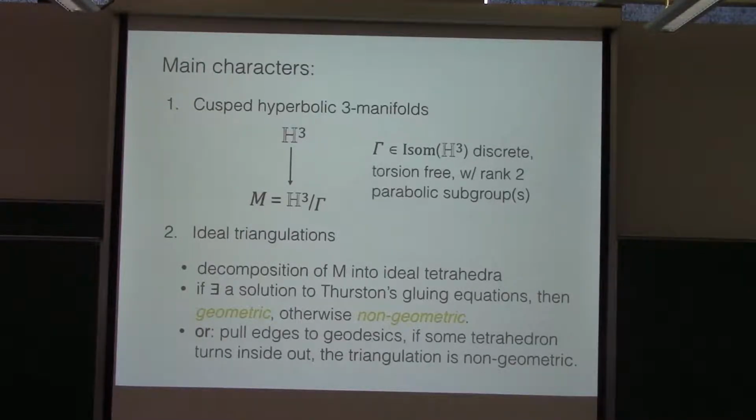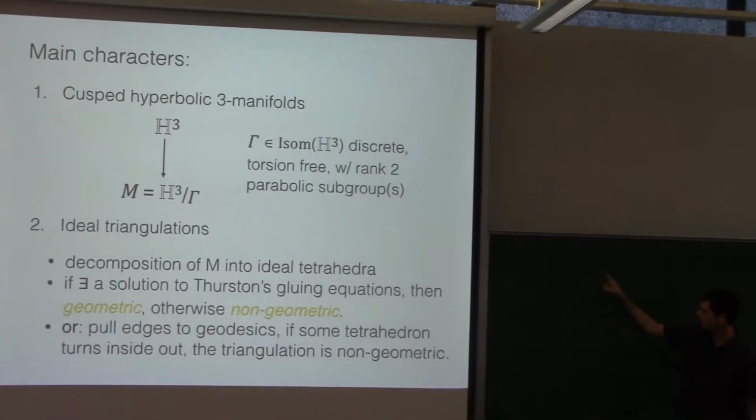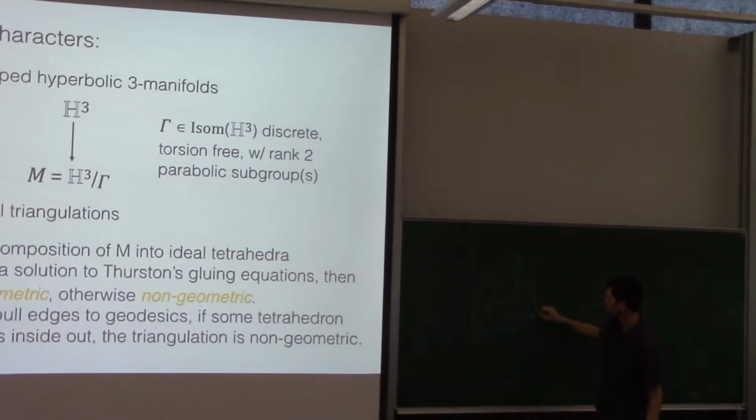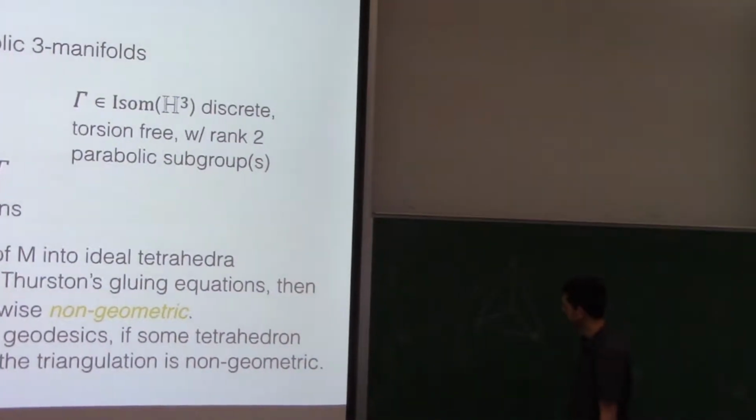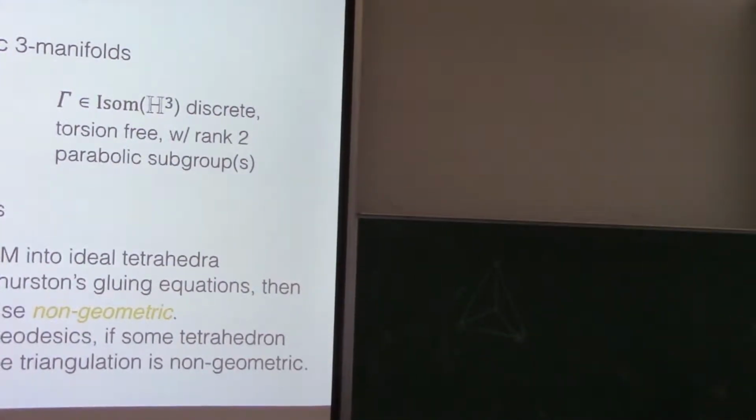But if this doesn't happen, then we call our triangulation non-geometric. Another way to think of this is if I have a topological triangulation, I can just try to pull the edges of my triangulation tight to geodesics. And if I'm lucky, everything will work out. But what might happen is, say for example, I have something that looks like that. Maybe here are the vertices, and maybe these edges are already pulled tight, and now when I pull this one tight, it's going to want to pass through this edge and come over here. And so essentially my tetrahedron has turned inside out. That's not what I want, but it does happen.